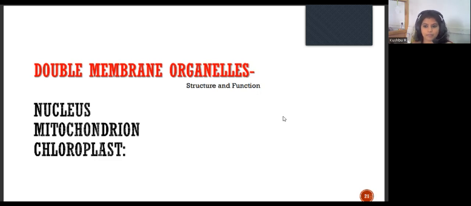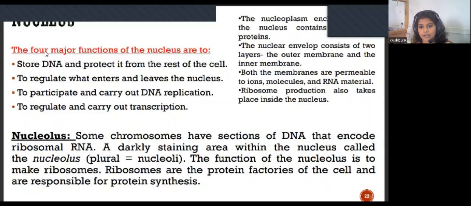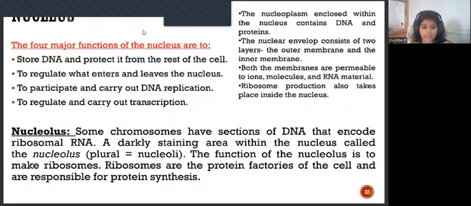In double membraned organelles, we have the nucleus. We are going to learn about the structure and function of these three organelles. The most important part of a cell is the nucleus. The nucleus is believed to contain the genetic material.